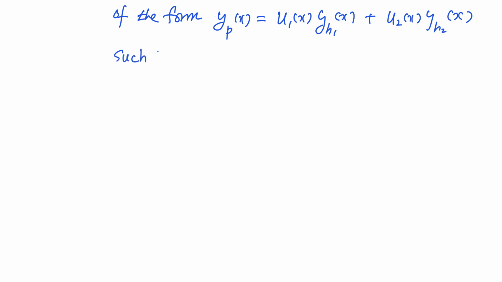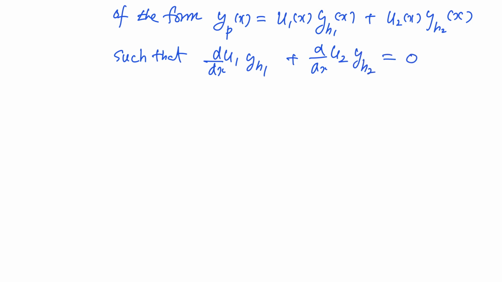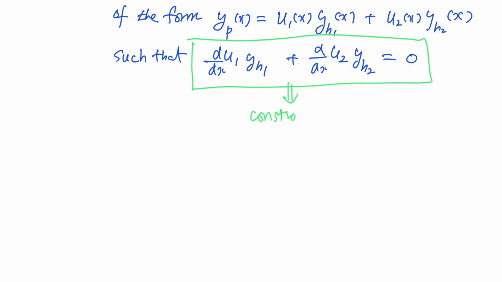such that we have the following constraint: du1/dx y_h1 plus du2/dx y_h2 is equal to 0. This is a constraint. It's called a constraint. You will see why I put this condition more clearly if we proceed some more steps.